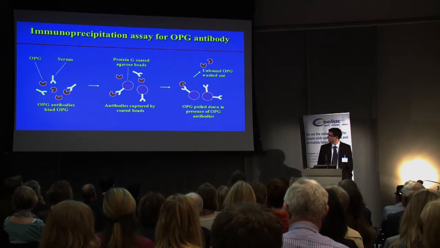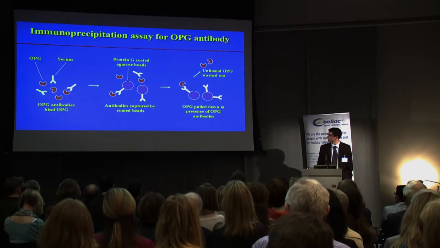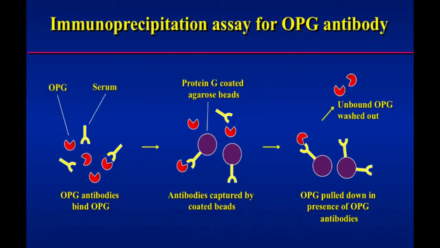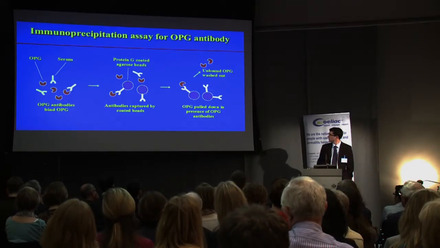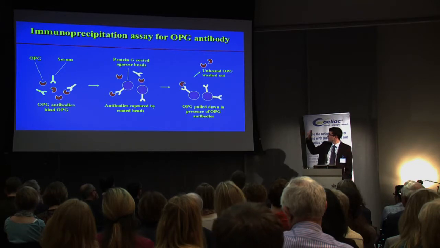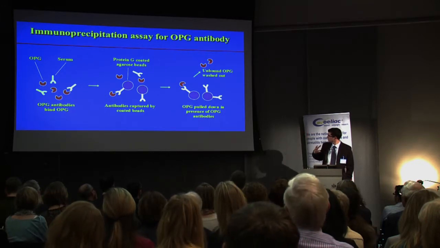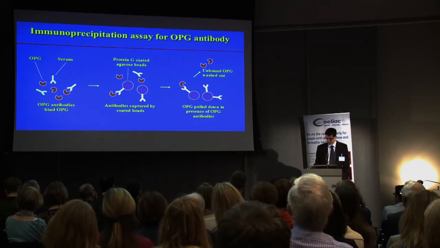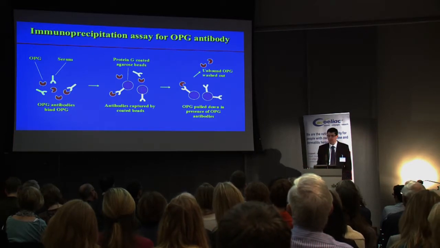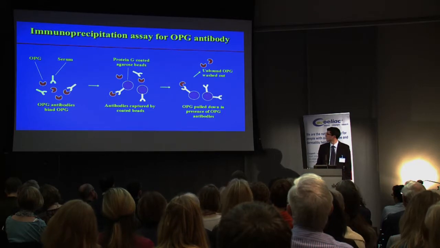We developed a test in the lab where we just bought osteoprotegerin off the shelf, mixed it with serum from the patient. If he was recognizing it, you'd get an immune complex. You can pull immune complexes out of serum with beads coated with protein G. You just recognize the immunoglobulin component. And if you've got recognition of OPG and you put that down a Western blot, you can then recognize by inference that there must have been an antibody that was recognizing it.